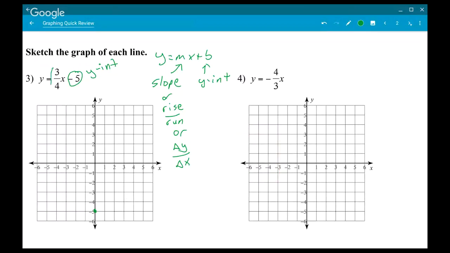Then I'm going to use my slope of 3/4. That means I'm going up 3 and over 4. If I go from there up 1, 2, 3, over 1, 2, 3, 4, I end up right there. Now, I shouldn't make all those little dots in there, but we get the idea, right? I connect them with a line and I'm all good.